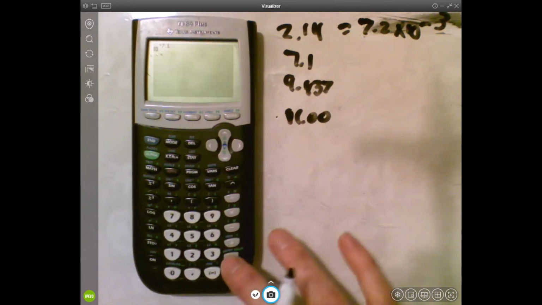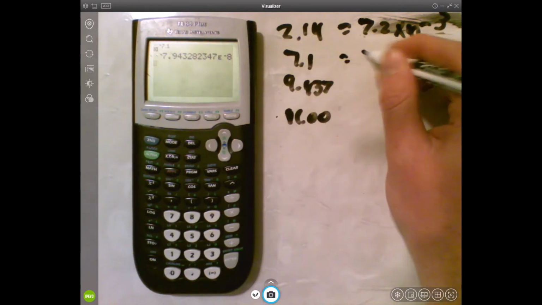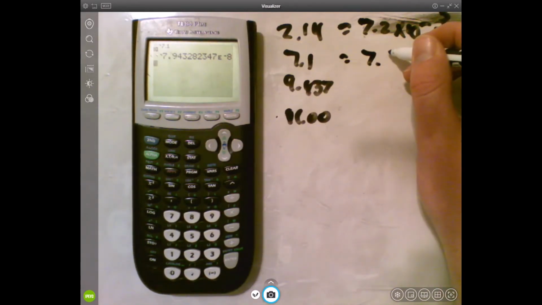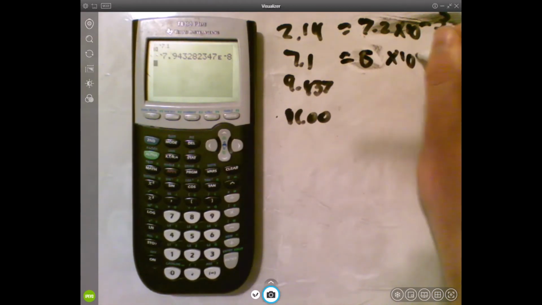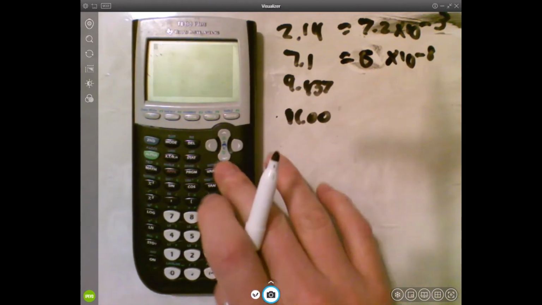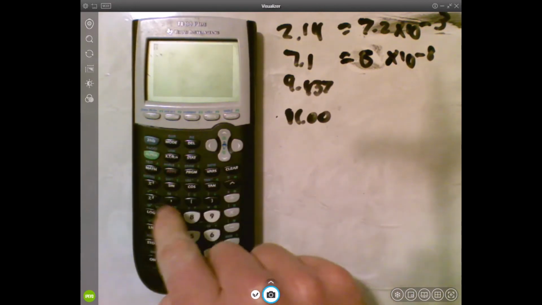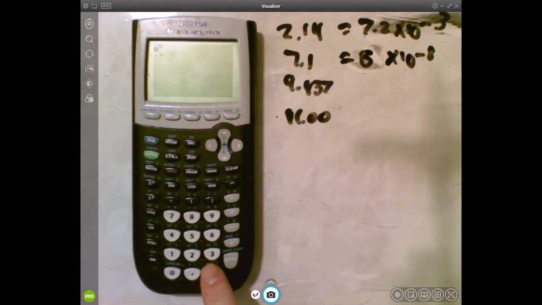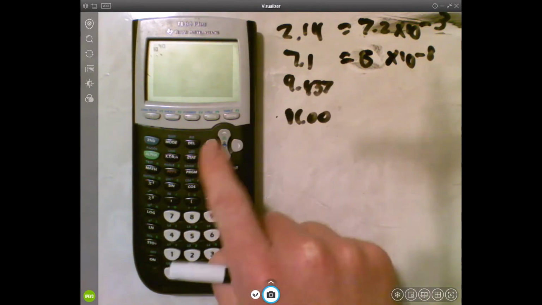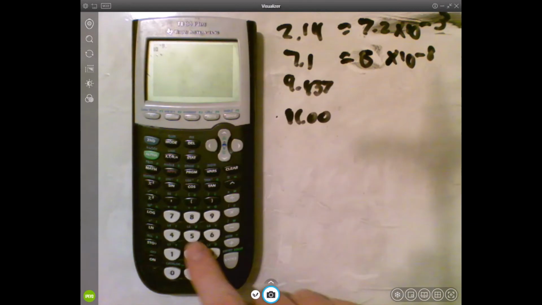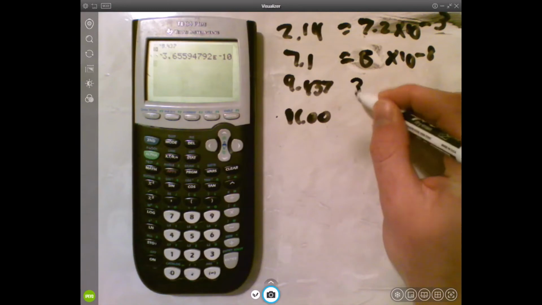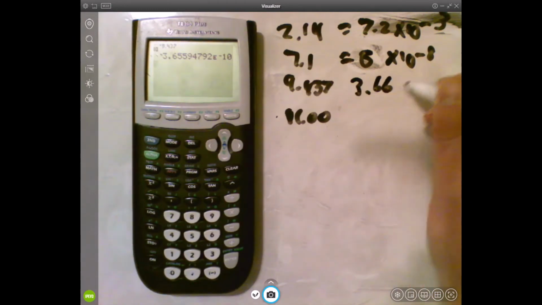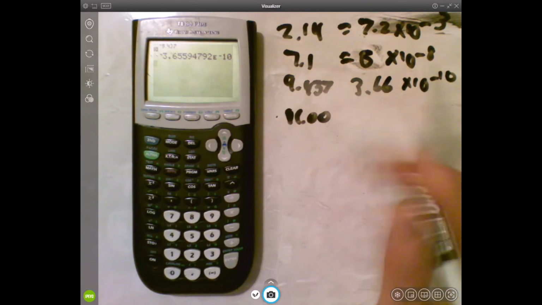And then for 7.1, we would just second log negative 7.1. And we get 7.9 or 1 sig dig. It would just be 1 sig dig, so it would just be 8 times 10 to the negative 8. And then our next one, 10 to the negative 9.437. And that one's got 3 sig digs, so we would do 3.66 times 10 to the negative 10. You can see how it does the E on the calculator there.